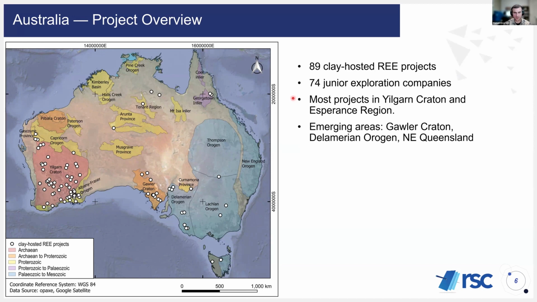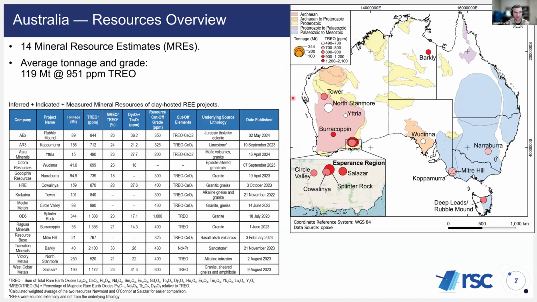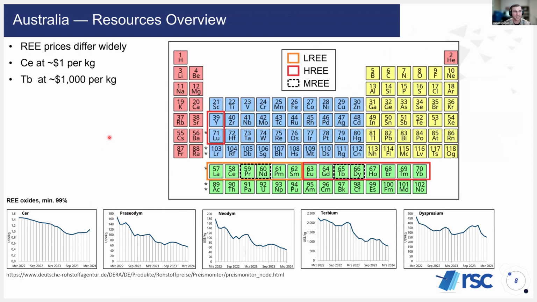Now, if we move one step further, all projects that already have an established resource, that would be 14 at the moment that have been published. And on the right-hand side, you can see, again, the same map, but this time only the ones that have an inferred or indicated or measured mineral resource. And you see the tonnage in million tons, depending on the size of those circles, and also the total rare earth oxide grade ranging from white to a dark red. But before I get into that table, maybe let's talk a bit about the rare earths first. I'll go back to that slide in a second.